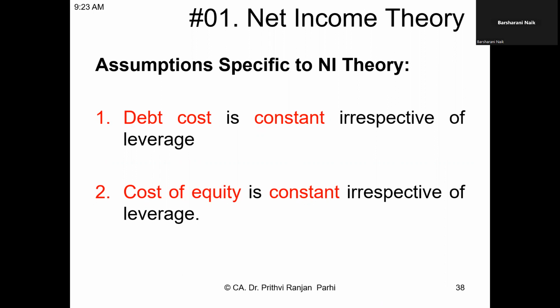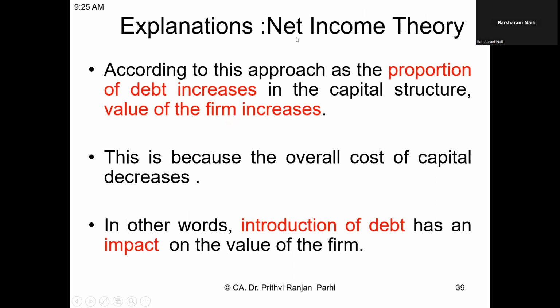For example, let us say you have a small debt of 5,000 rupees. If debt cost is, let us say, 10%, even if you have a debt of 5 crore rupees, debt cost will also be 10%. This is the assumption. Then it says cost of equity is also constant, irrespective of leverage. That means again, leverage doesn't matter. Irrespective of the proportion of debt in your capital structure, cost of equity is also constant. So these are the two additional assumptions. With these assumptions, now let us learn our theory.